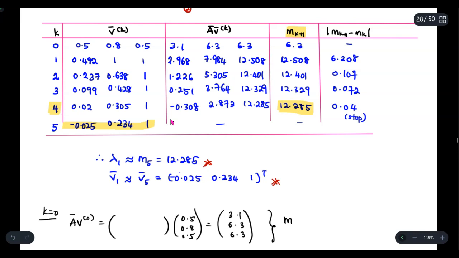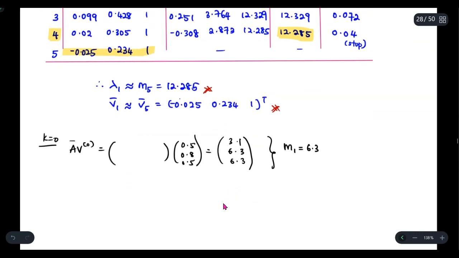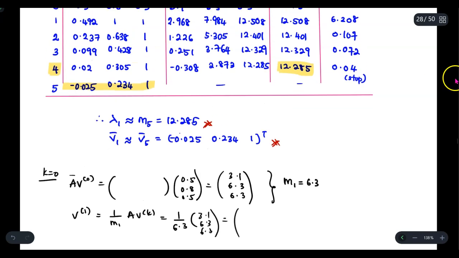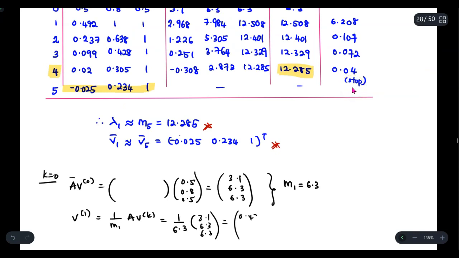So out of these three, you compute your mk plus 1, which means m1, so this is 6.3. And then the next computation is vk plus 1, which is v1, is 1 over m1 times Avk, so this is 1 over 6.3. So you put your matrix A here, and then you multiply with your current v. So this Avk here is basically your 3.1, 6.3, 6.3. So you have your v1, which in the table we have 0.49211. So that is how you do the calculation.